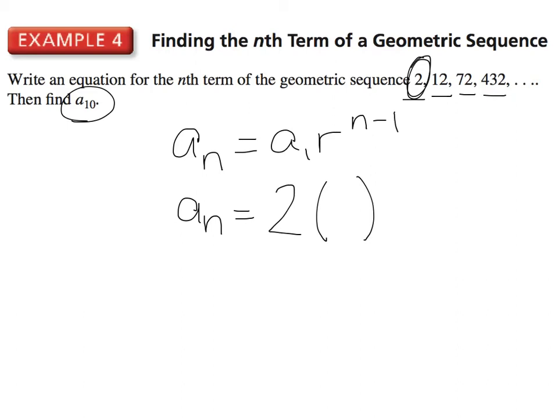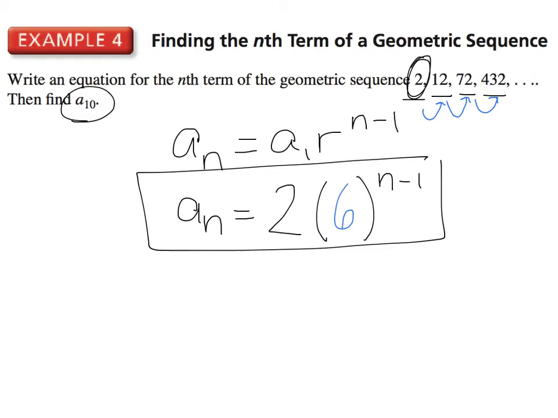R is just the ratio. What do you do to go from 2 to 12 to 72 to 432? You multiply by 6 every time. So that's your common ratio. And then the n minus 1 just stays there. Bam, you're done. You have 2 things to plug in. Those 2 things are the first term and the common ratio.